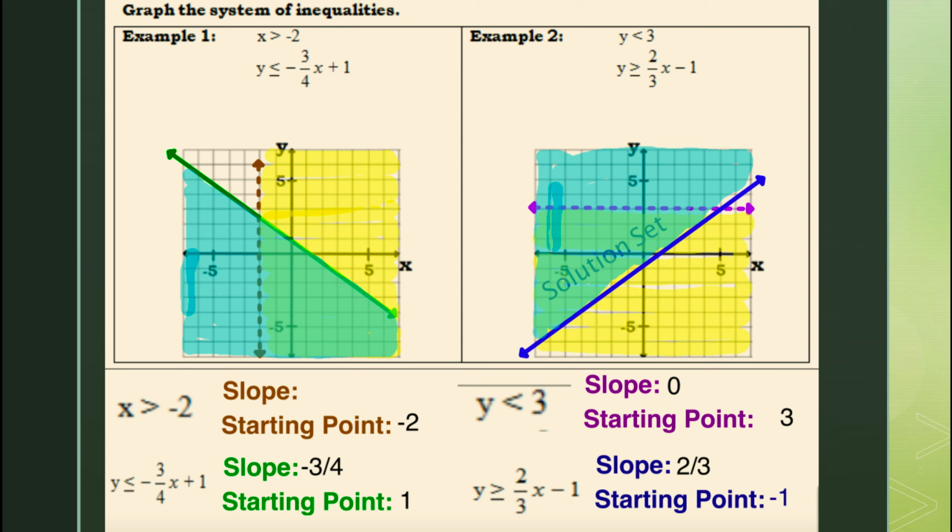So your systems of linear inequalities is very similar to systems of equations, except now we have different regions for our solution set. So if you get used to graphing one inequality by itself, now you're just graphing a second one on the same graph, and that's pretty much all there is to solving and graphing a system of linear inequalities.